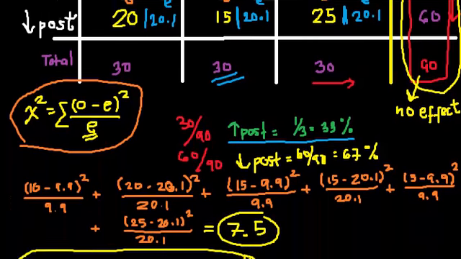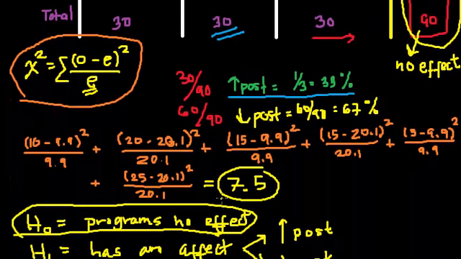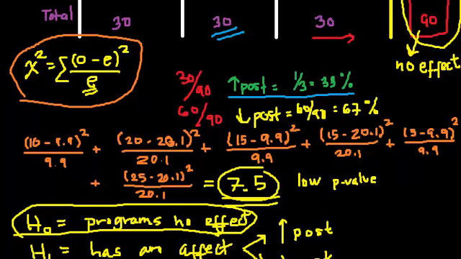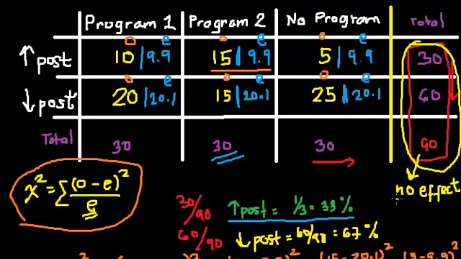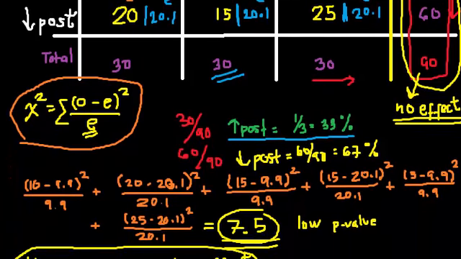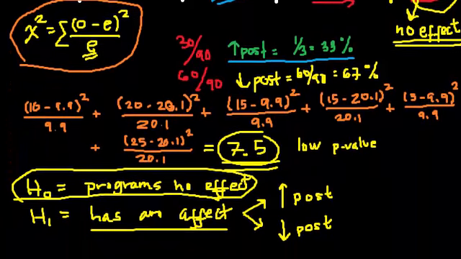So hence, if our value for the chi-square has a low p-value, remember, it means that this statistic does not belong to this no effect distribution, and hence if it doesn't belong to the no effect, it belongs to the effect distribution, which means that we would accept the H1 hypothesis.